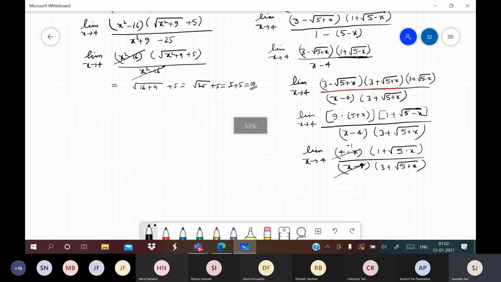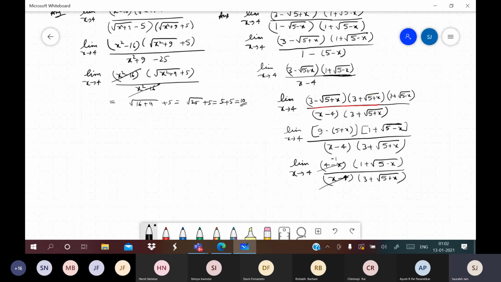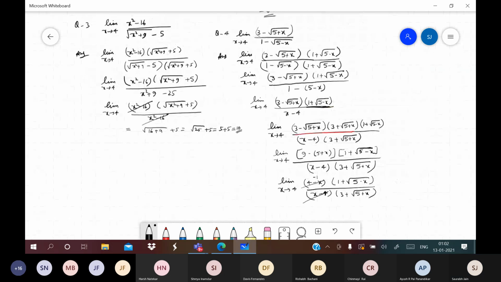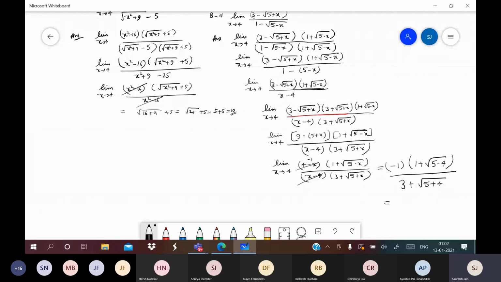Now try to put the value. In place of x you put the value 4. So what are you getting? Minus 1 into 1 plus under root 5 minus 4. Now you will not get 0 by 0, you will get the answer. It is 3 plus under root 5 plus 4. When you put this value you get minus 1, next is 1 plus root 1, that is 2. Denominator 3 plus root 9. Root 9 is how much? Root 9 is 3. 3 plus 3 is 6. So you get minus 1 by 3.